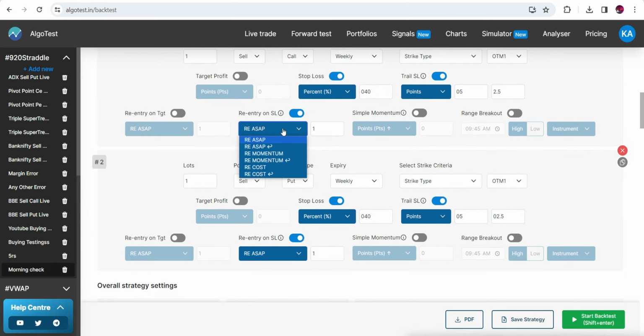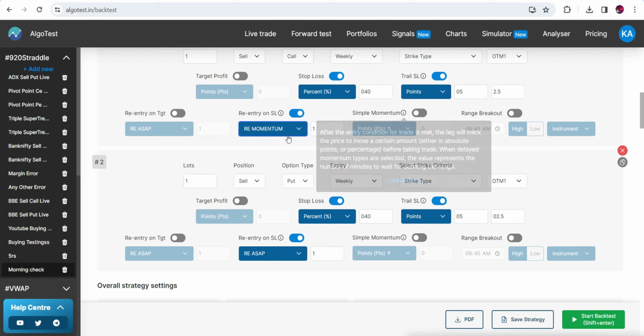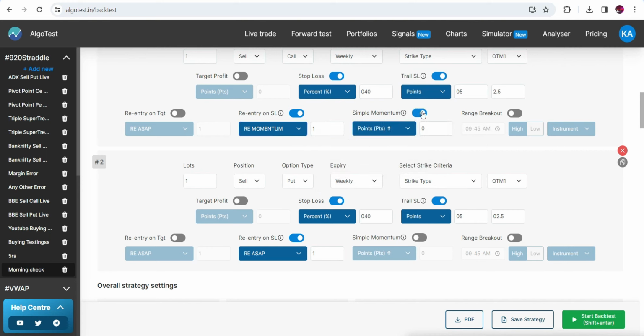Now we are going to discuss the next feature. The next feature is re-momentum and momentum reverse. It works differently depending on the strategy. For example, if it works well in the simple momentum feature, we will discuss how the simple momentum feature works in the next video. So we will not discuss this re-momentum feature in this video. So next is re-cost and re-cost reverse.